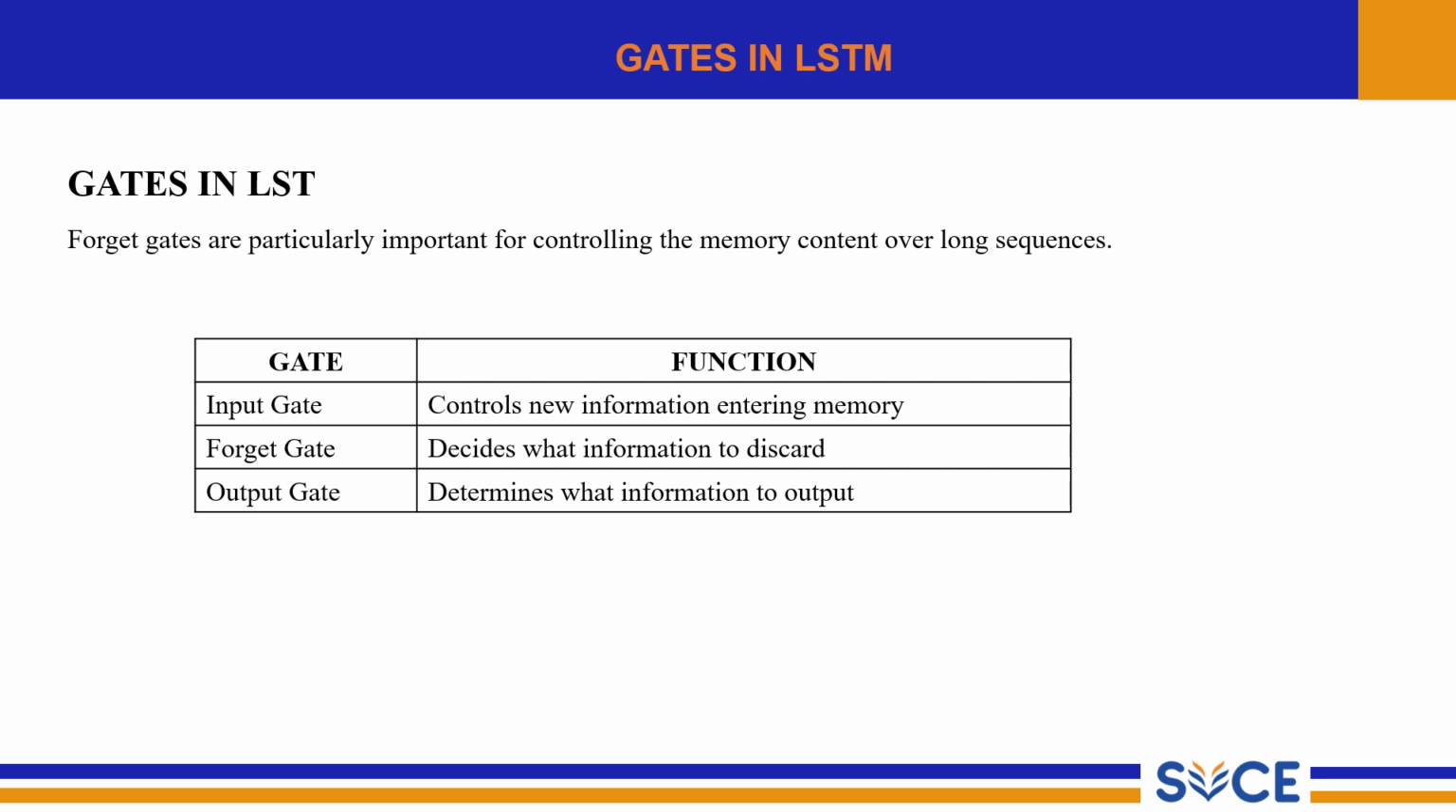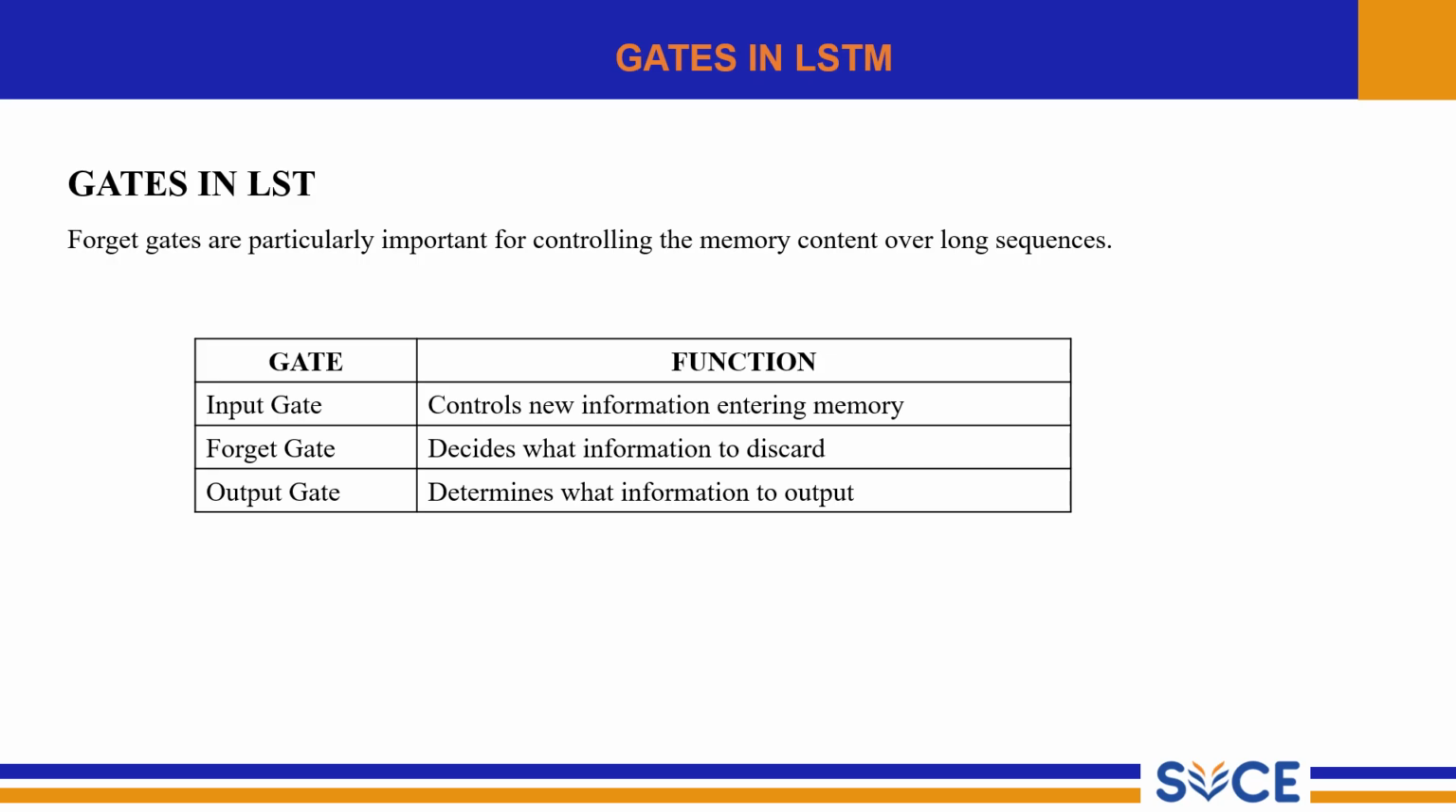So the gates in LSTM, first one is the forget gate. The forget gate plays an important role in managing the memory of the network over long sequences. Actually, there are three gates in LSTM which control the information flow through a sequence. First one is the input gate, second one is the forget gate, and third one is the output gate. The input gate is the gatekeeper. It controls exactly what new information is allowed to enter the system's memory.